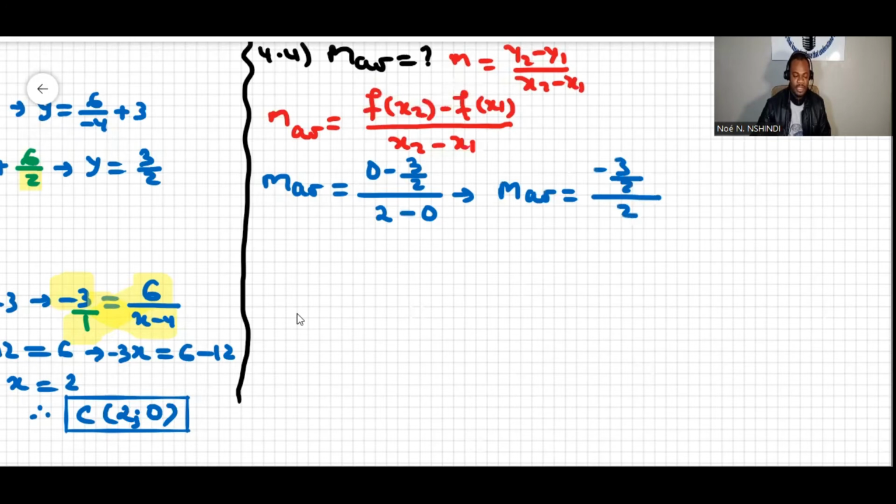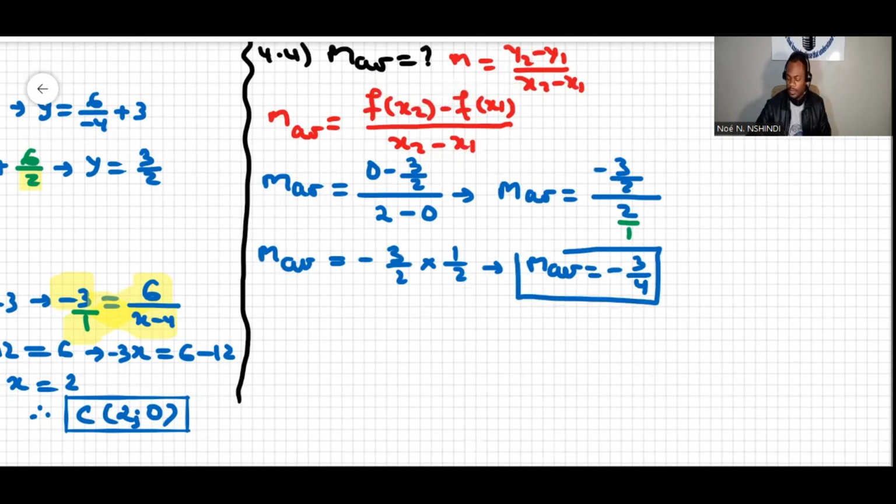Now what would M average be? Remember that the 2 here can also be written as 2 over 1, because this is the case of dividing a fraction by another fraction. What we do in this situation is write the first fraction, negative 3 over 2, times the inverse of the other fraction. And then M average is equal to negative 3/4. So that's the average gradient.